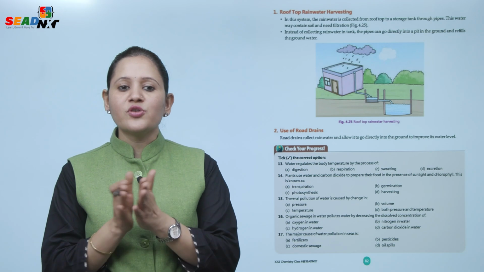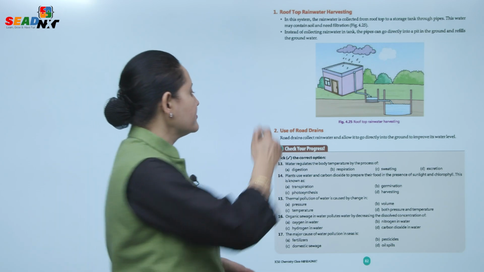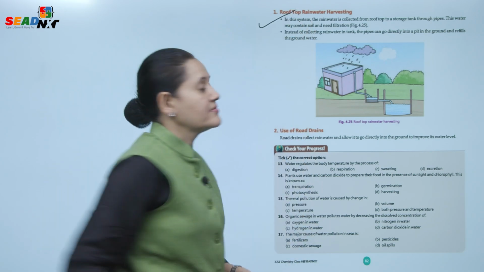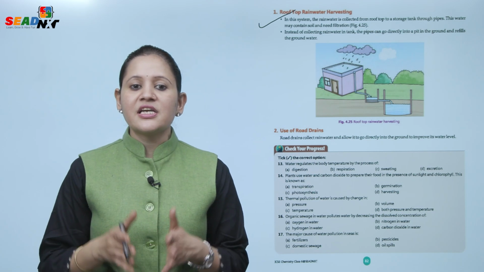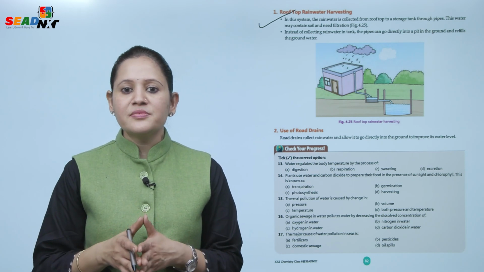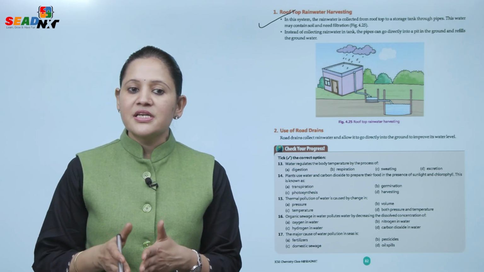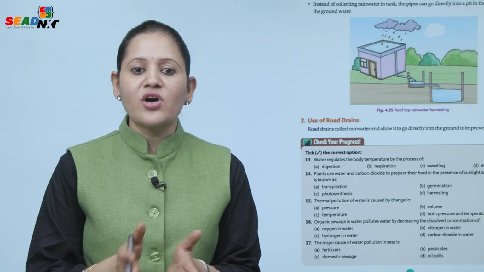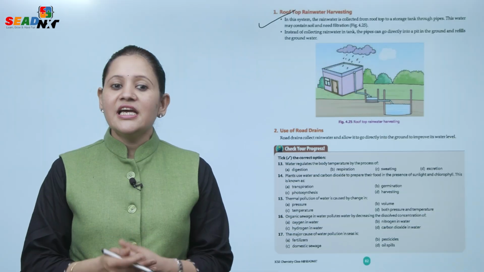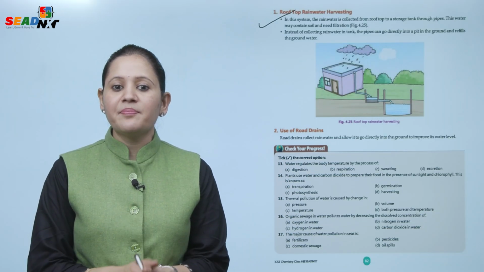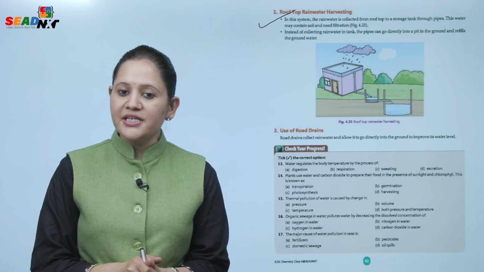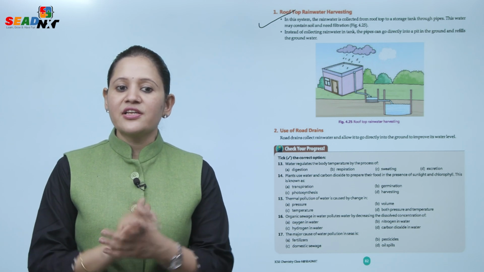First is rooftop rainwater harvesting. In this system, the rainwater is collected from the rooftop to a storage tank through pipes. This water may contain soil and needs filtration. Instead of collecting rainwater in a tank, the pipe can go directly into a pit in the ground and refill the groundwater.